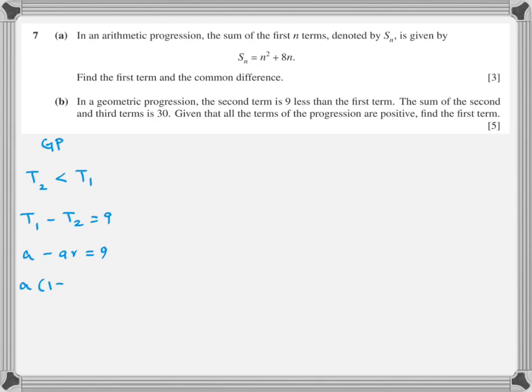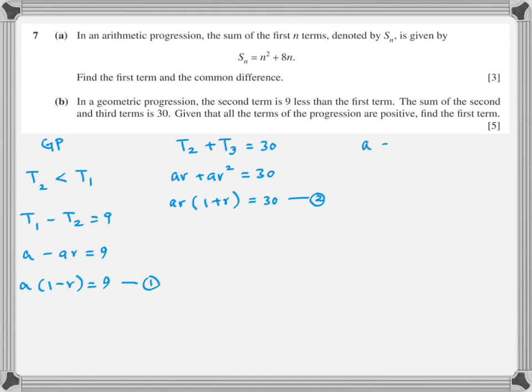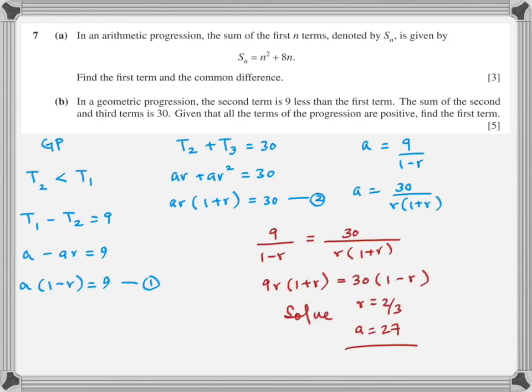The sum of the second and third term is 30. First I'm expanding it. Second and third is 30: AR plus AR square is 30. I thought I'd take AR common, but then I realized there was no need for that. I have to take A common. So A is 9 over 1 minus R, and A is 30 over R times 1 plus R. Equate both of them and solve. Then you'll find the values of R, and hence the value of A. So question number 7 is also done.